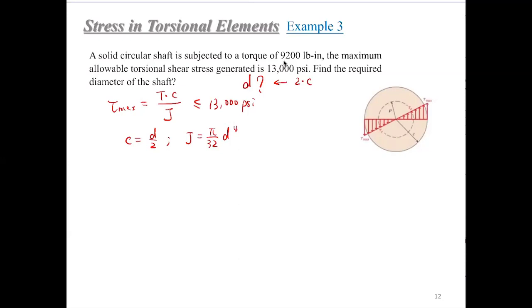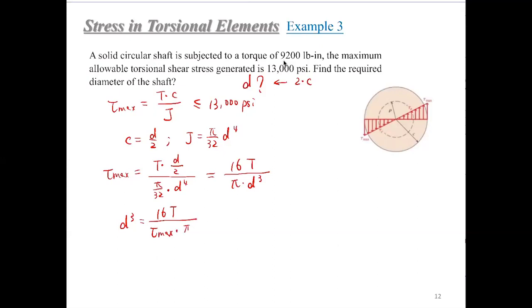Right, so this tau max can be rewritten as T times D over 2 over pi over 32 D to the fourth. So this will become 16T over pi D cubed. Right, so from here we can derive that D cubed equals 16T over tau max times pi.